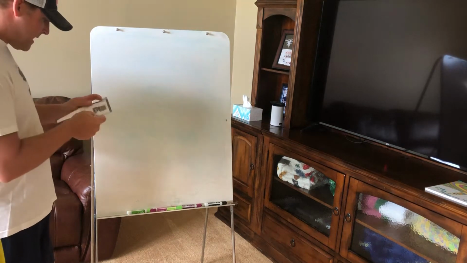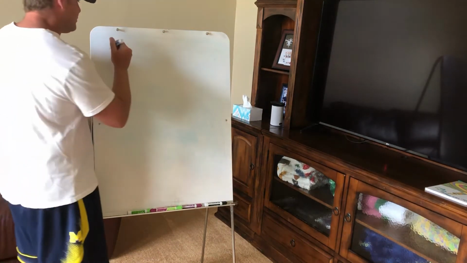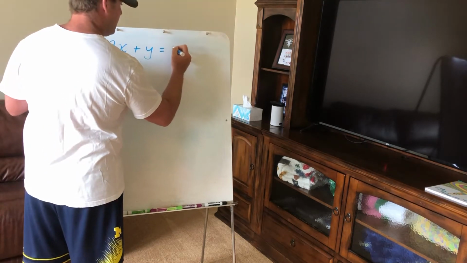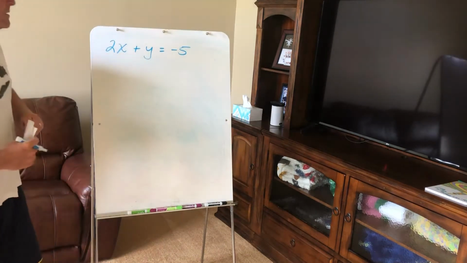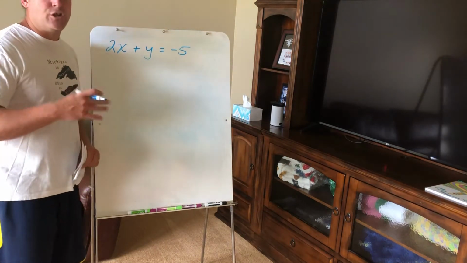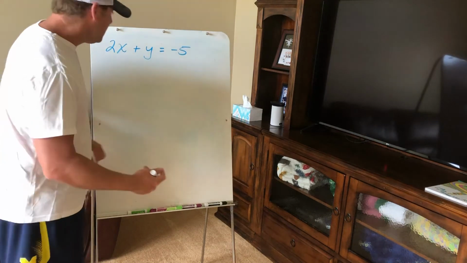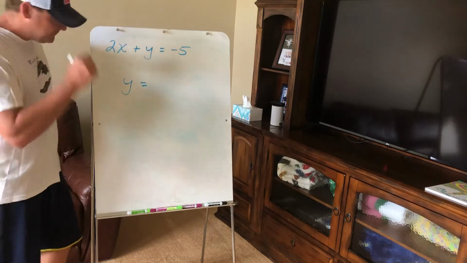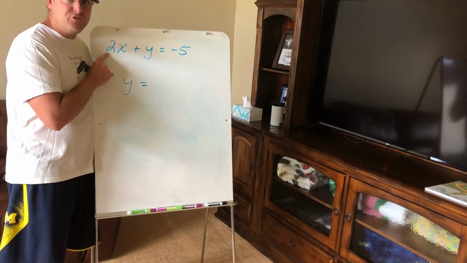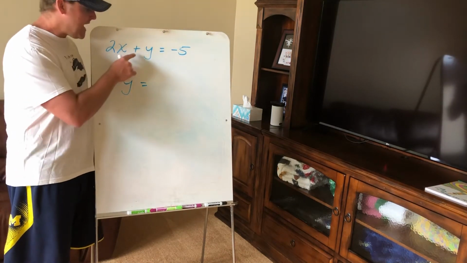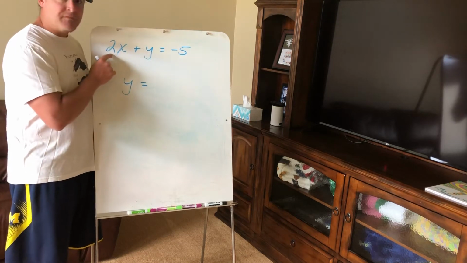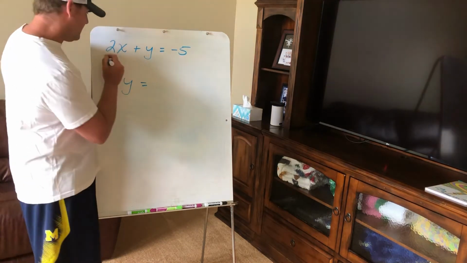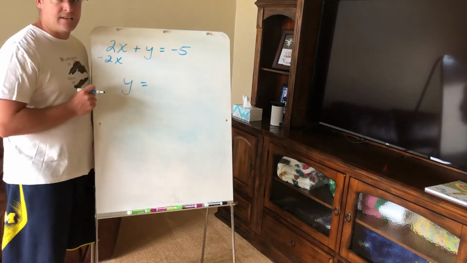So let's take a look at, if I just give you an equation right off the bat. So we need to get our equation to look like y equals. So I need my equation to look like that. Right now I have a positive 2x being added to y. So I have to get rid of this 2x. And since it's positive, the opposite of a positive is a negative.